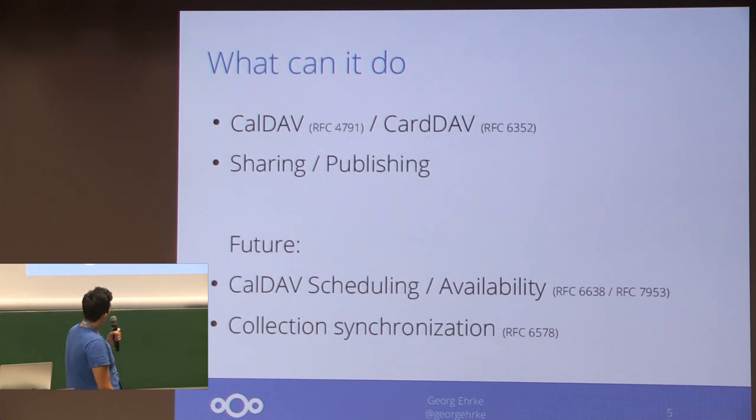What it can do right now already is CalDAV and CardDAV. It will be able to do sharing and publishing very soon, and what's coming up in the near future is CalDAV scheduling and availability, so that you can easily access free busy data from within that library. And we are also aiming for implementing collection synchronization so that you can easily get the diffs and what's new on the server when you use that library.